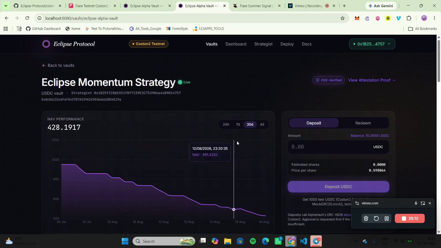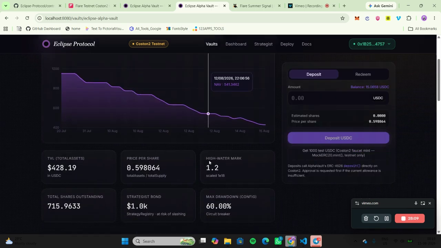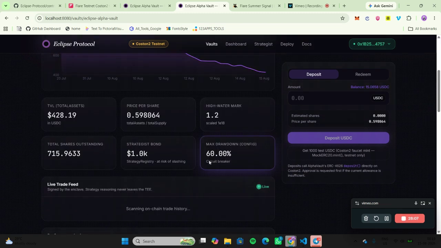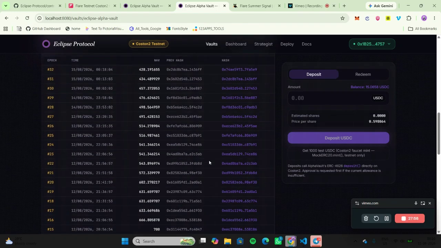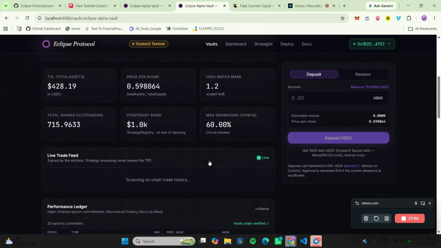associated vault. The protocol tracks the enclave registration and FDC verification on chain, while the actual strategy logic remains private. The important distinction is that we are not putting the strategy code on chain. What becomes publicly verifiable is the authorized execution and its resulting activity.